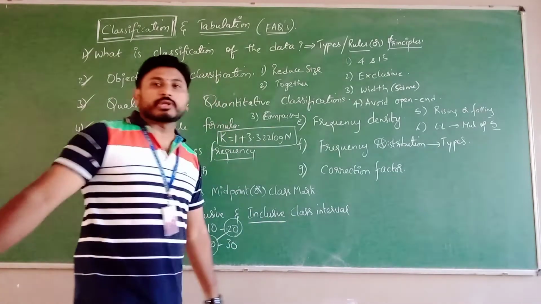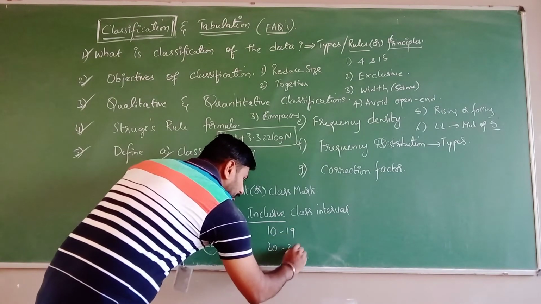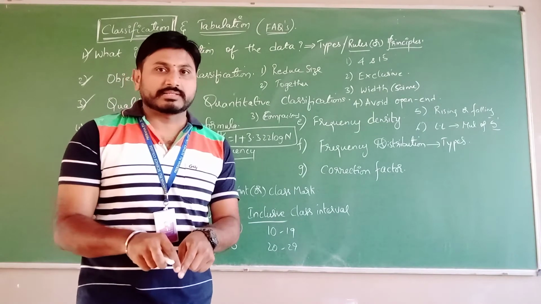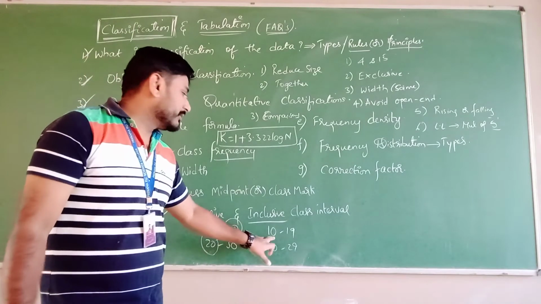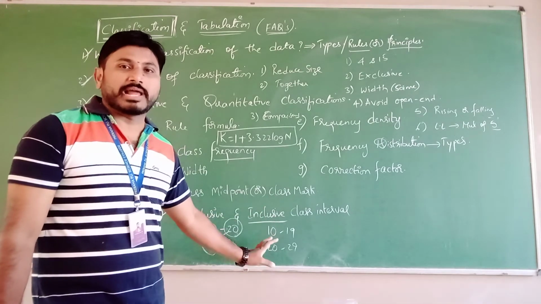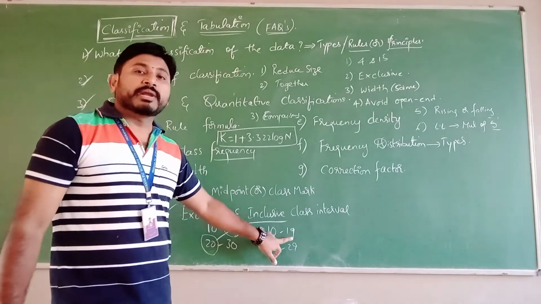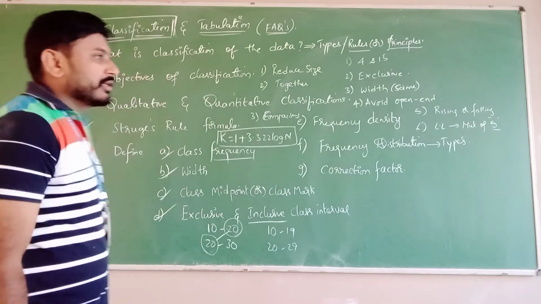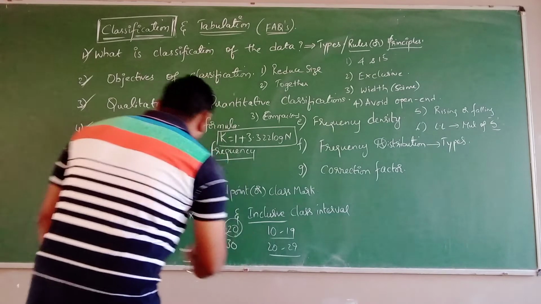What do you mean by inclusive type of class interval? The lower limit and upper limit both are included. Clear, guys? So the lower limit as well as the upper limit are both included in the same class. 10 to 19, 20 to 29, like that. So both are included in the same class. In another way, the definition can be written: the upper limit of the first class is not equal to the lower limit of the next class. We can say that is an inclusive type of class interval.